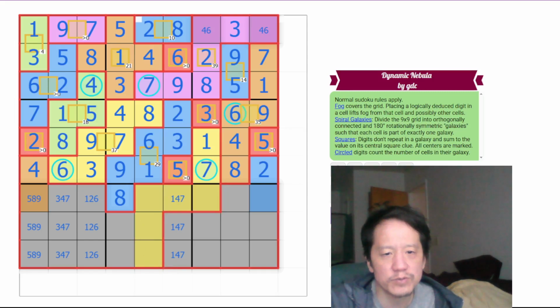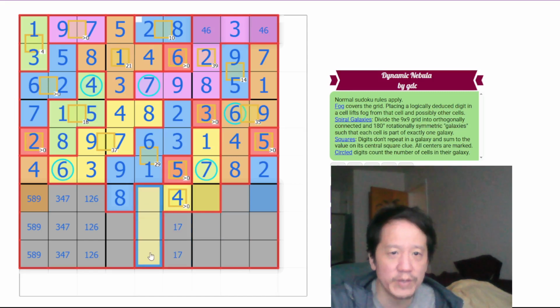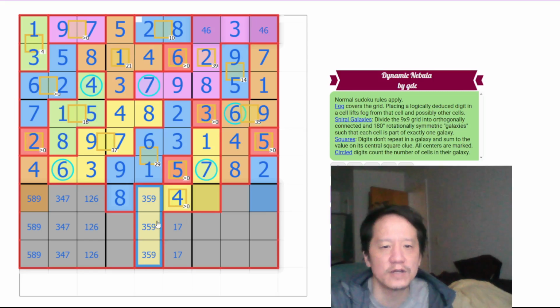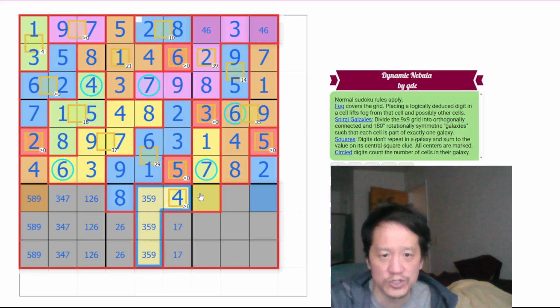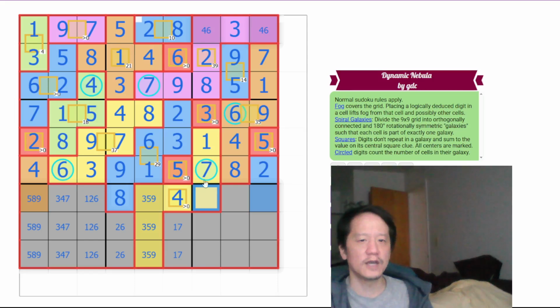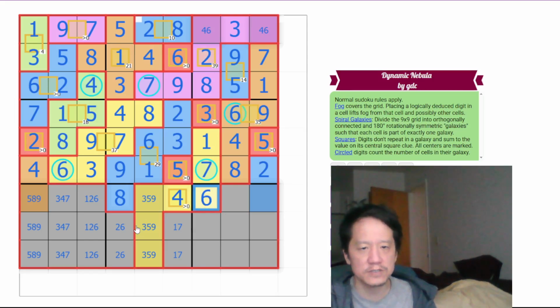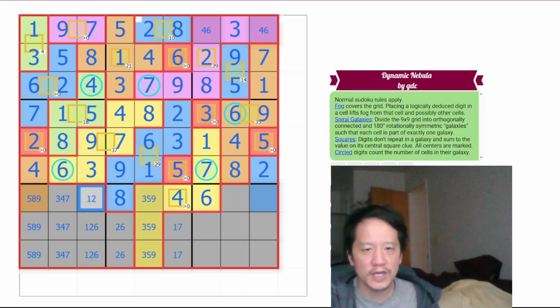So this is a galaxy here. This must be a 4, which means this cannot be 4. The remaining digits here are 3, 5, and 9. The remaining digits here are 2 and 6. We have 3, 5, 9 here in this region, in this galaxy. This can't be 1, 4, 3, 5, 7, or 9. It can't be 2. It can't be 8. This must be a 6 then. This is 6. So this cannot be 6 here.